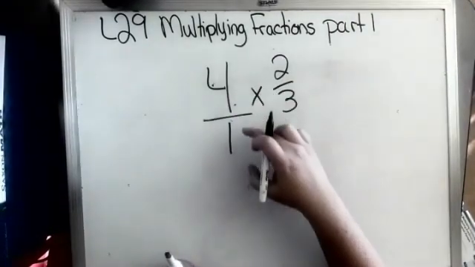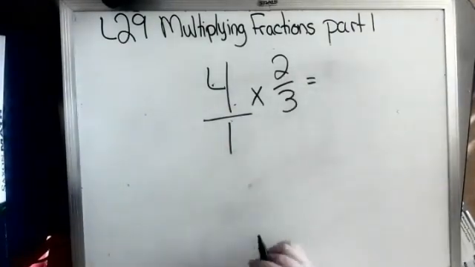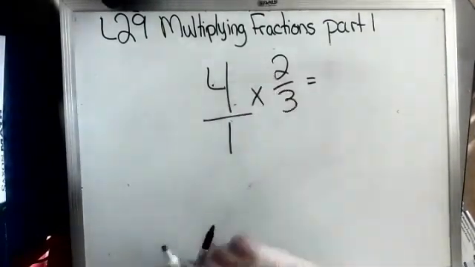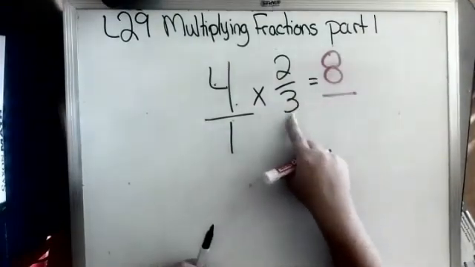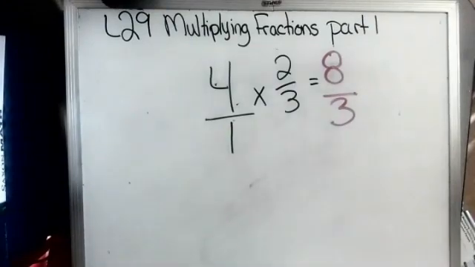So 4 wholes times 2/3, you go across and you do your multiplication. Numerators, so 4 times 2 is 8. Denominators, 1 times 3 is 3. This question is the first question you're going to see on part 2, because this is going to take us into our next portion. So that was part 1, lesson 29, multiplying fractions for course 1.